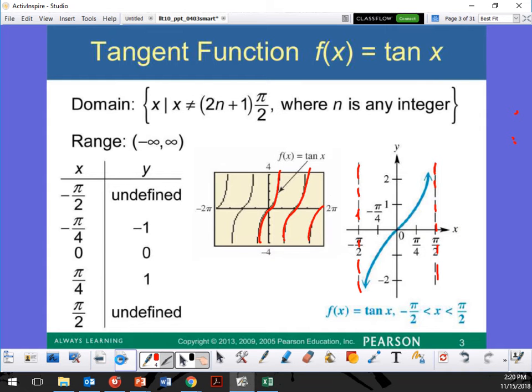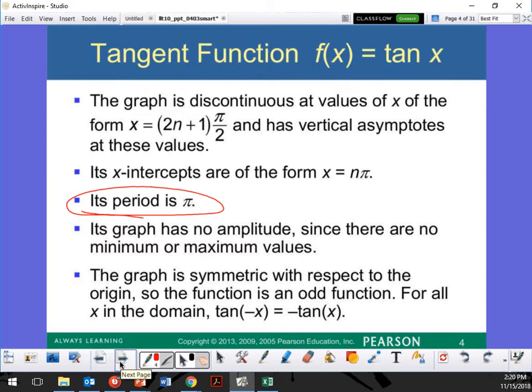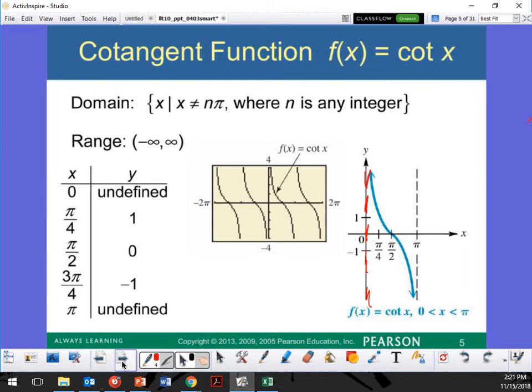Okay. Next one. The period for tangent is going to be pi. That's important. Period's going to be pi. So sine and cosine have a period of what? 2 pi. This one is pi. Okay, good.